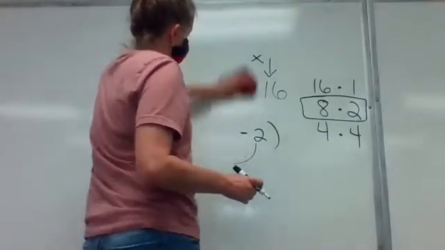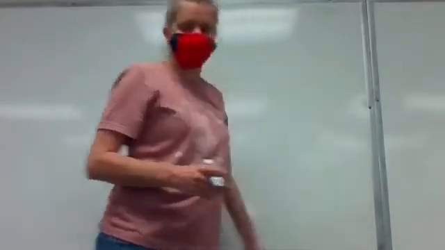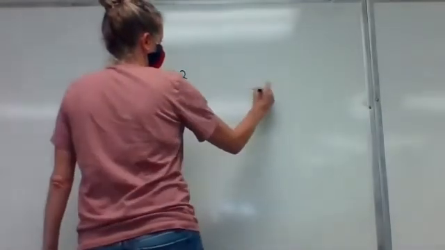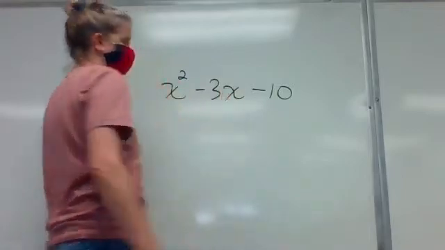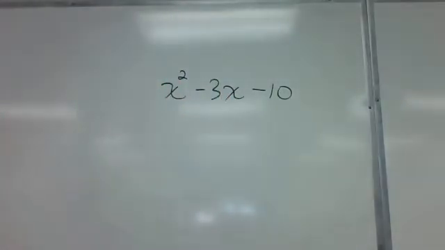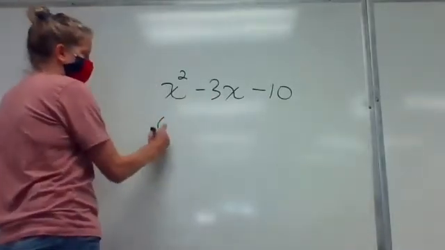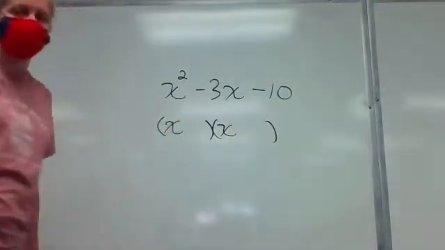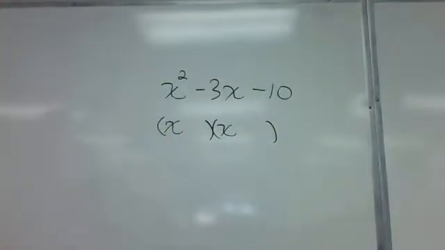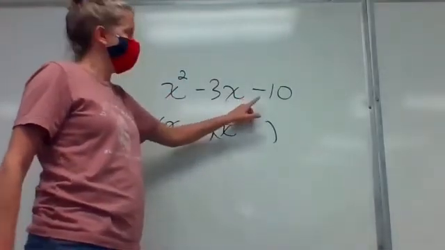What about when your signs are different, and what makes that happen? Again, it's a trinomial. Its leading coefficient is a 1, which makes it a good trinomial. We'll start it off with x and x.